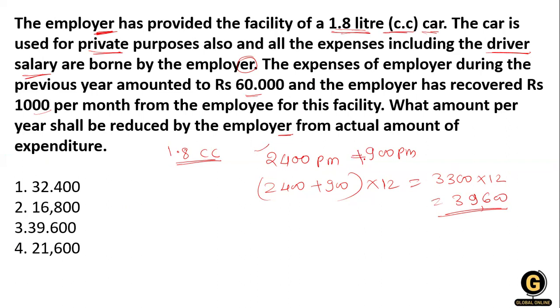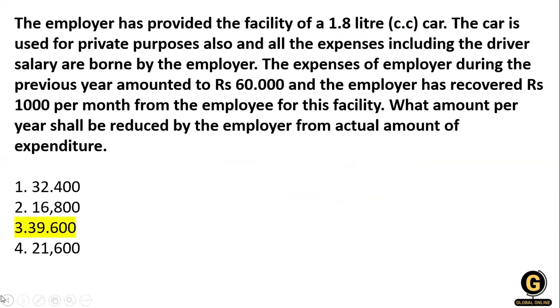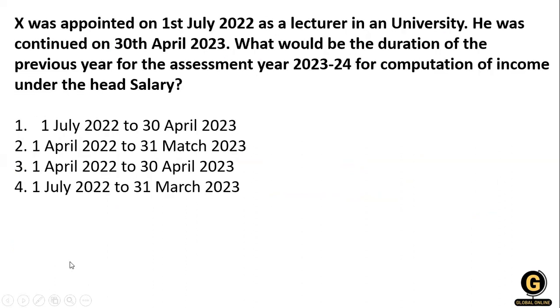We added all this because we have to calculate the yearly amount from the per month amount, that's why we multiplied by 12, and after that we get option number 3 as our answer, 39,600. Clear? Hope you understand this question. So 39,600 is the right answer. What was the next question on your screen?